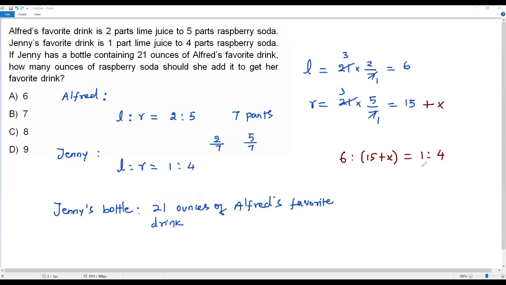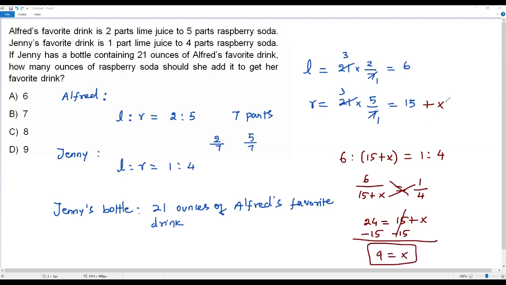Okay, to solve for x in this ratio, let's write each ratio as a fraction. Then I get 6 over 15 plus x equals 1/4 on the right side. Now let's do cross multiplication. The numerator here has to be multiplied by this denominator. So 6 times 4 is 24, and I multiply the numerator 1 by the denominator 15 plus x. 1 times 15 plus x is 15 plus x. Now to solve for x, I have to subtract 15 from both sides. When I do so, the positive 15 and negative 15 cancel out. When I simplify 24 minus 15, I get 9. So x equals 9.